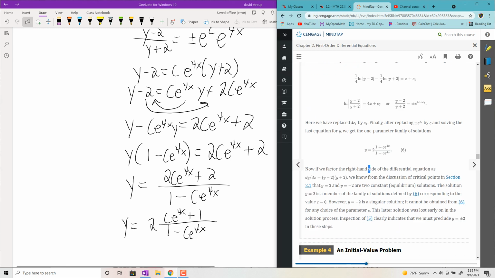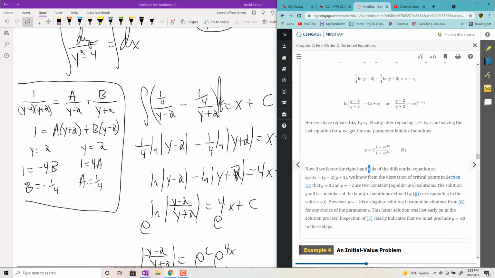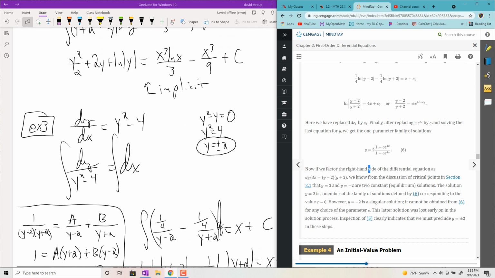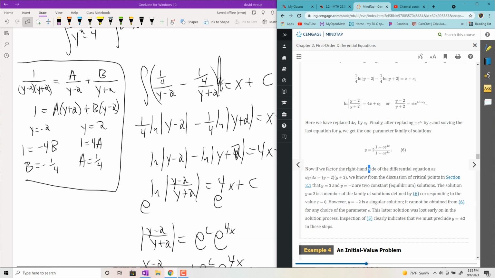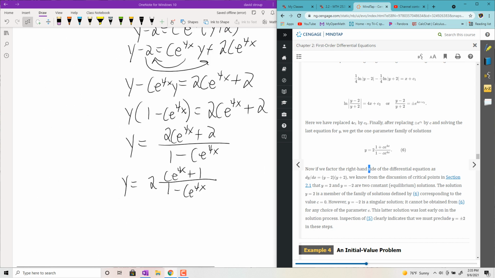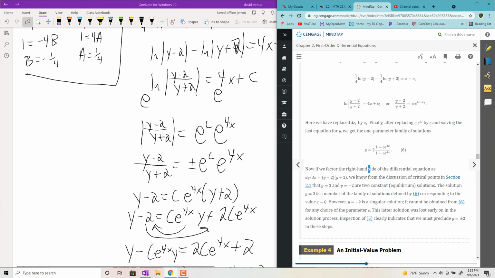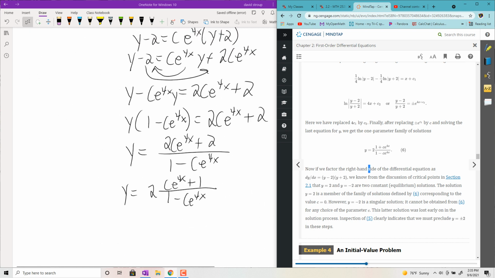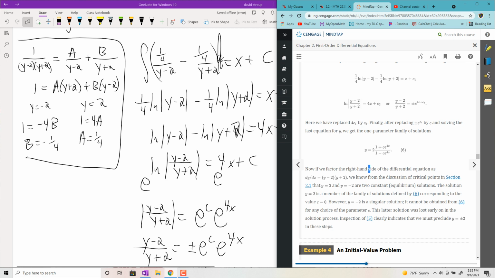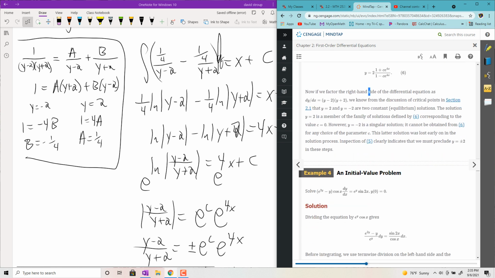Note that in this form, it would not be possible to get the solution y equals negative 2. If you let c equal 0, you would get y equals 2 as a solution, but there's no way to get the negative 2 out of it. It's just not going to pan out. And so y equals negative 2 is a singular solution, but y equals 2 is from the family. So it's a bit weird. That's what they're going on about in this problem.